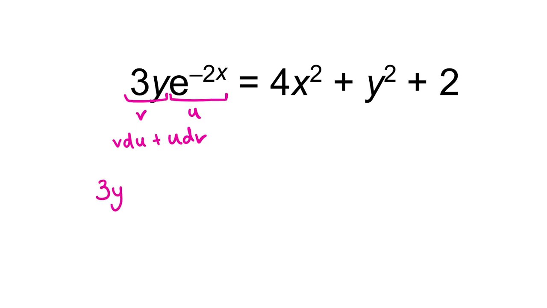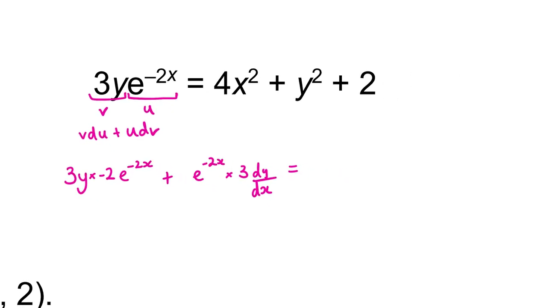3y. And what is the differential of e to the minus 2x? We're multiplying that by minus 2e to the minus 2x. Plus u, which is e to the minus 2x, and then the differential of v. What's the differential of 3y? 3 dy by dx. Then we can simplify that in a minute, but at least we've done the left-hand side. And then we have 4x squared, which differentiates to 8x. y squared differentiates to 2y dy by dx, and then 2 differentiates to 0.